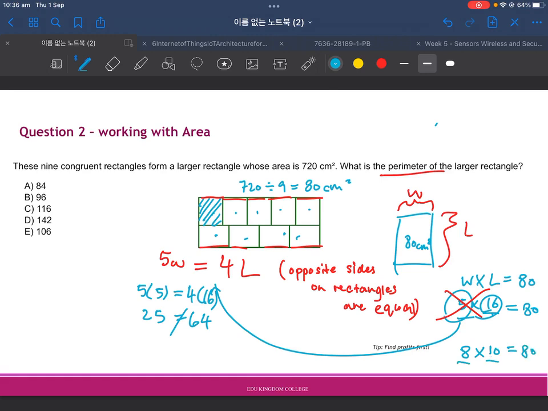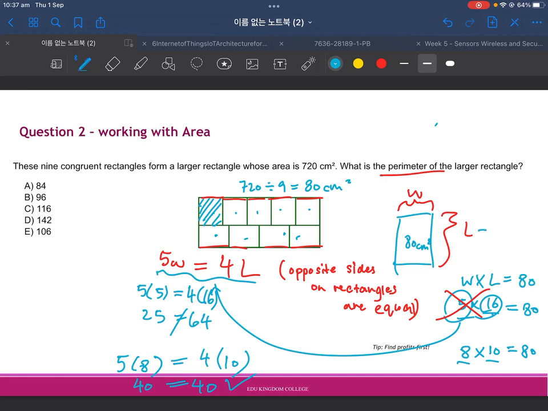Let's have a look. 8 and 10. If we apply this rule, 5w equals 4l, our w is 8, so 5 times 8 should be equal to 4 times length, which is 10. And let's check if it is. 40 does indeed equal 40. So yes, we have found our length and width.